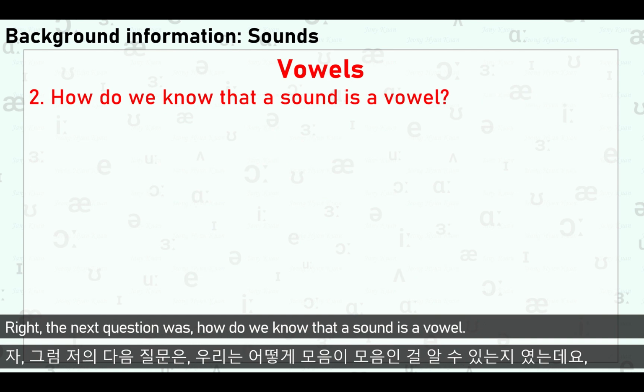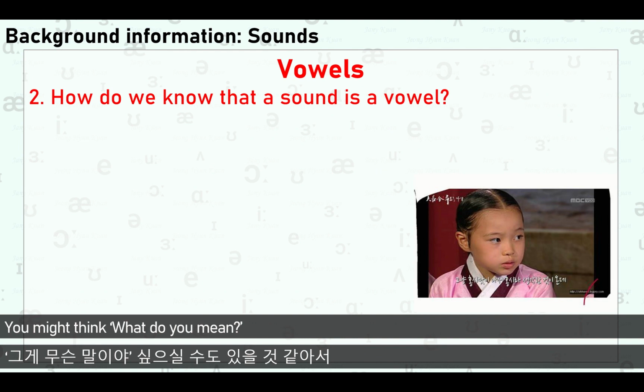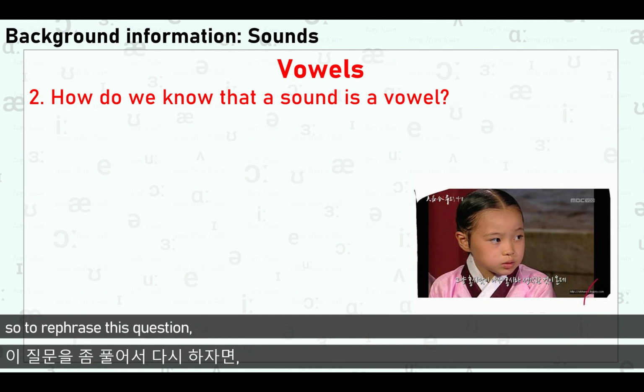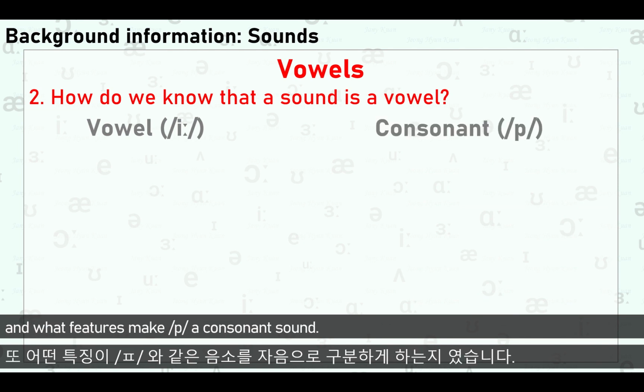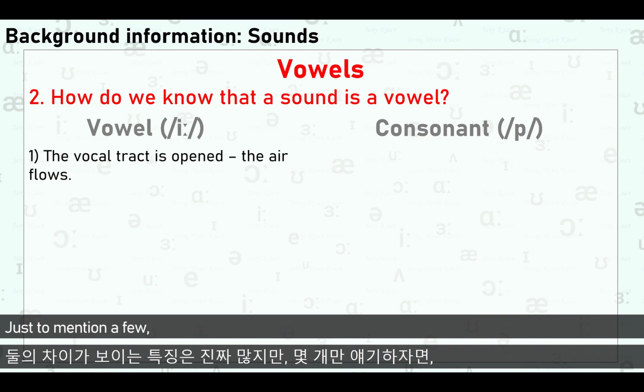Right, the next question was, how do we know that a sound is a vowel? You might think, what do you mean? So to rephrase this question, I meant, what features make E a vowel sound? And what features make P a consonant sound? Just to mention a few.